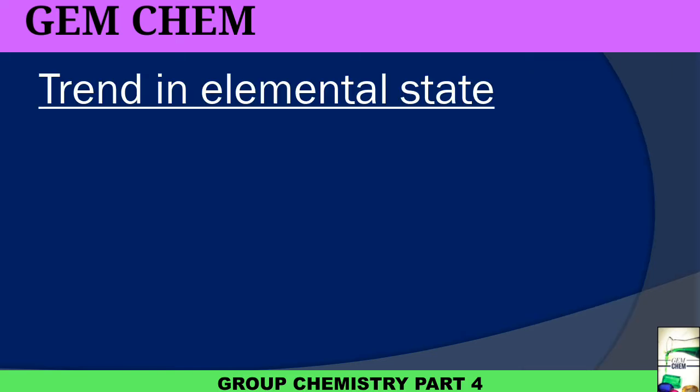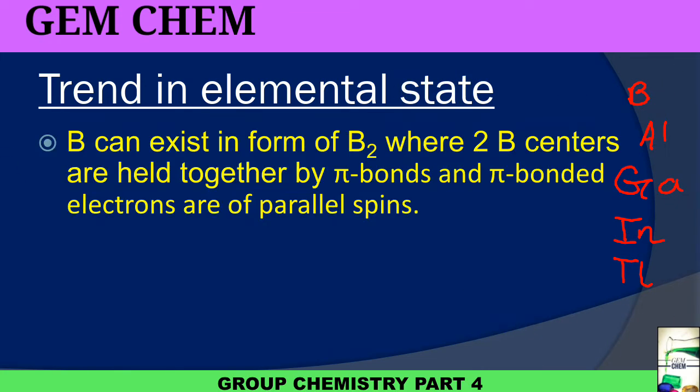Now we will first see the trend in elemental state. The elements are boron, aluminium, gallium, indium and thallium. So how does boron exist? Boron can exist in the form of B2, where the 2 boron centers are held together by a pi bond, and the pi bonded electrons are of parallel spin, meaning the bond is formed by parallel spin electrons.